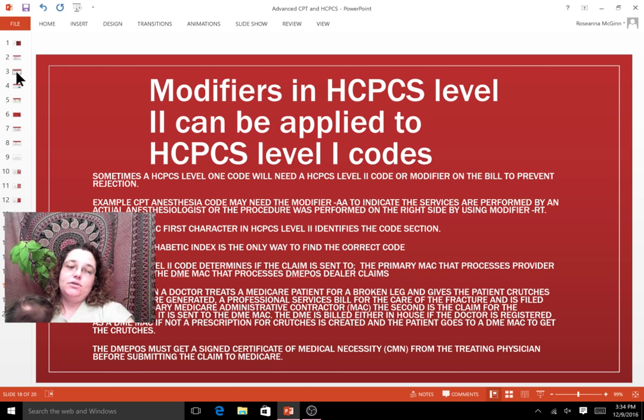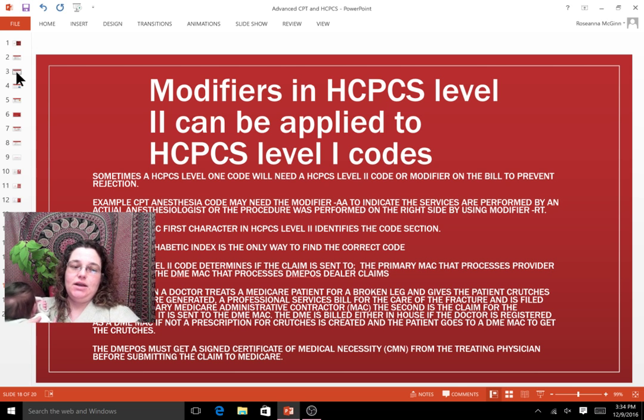The HCPCS Level 2 code determines if the claim is sent to the primary MAC that processes provider claims or to the DME MAC that processes DMEPOS dealer claims. I know, lots of acronyms, so let's break that down. The MAC is the Medicare administrative contractor, and they process provider claims. And then DME is durable medical equipment, and DMEPOS includes durable medical equipment, prosthetics, orthotics, and other services. So that's what it stands for.